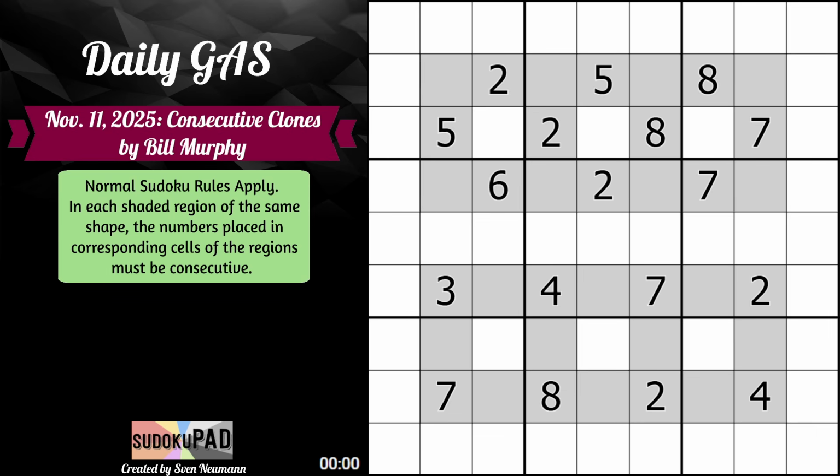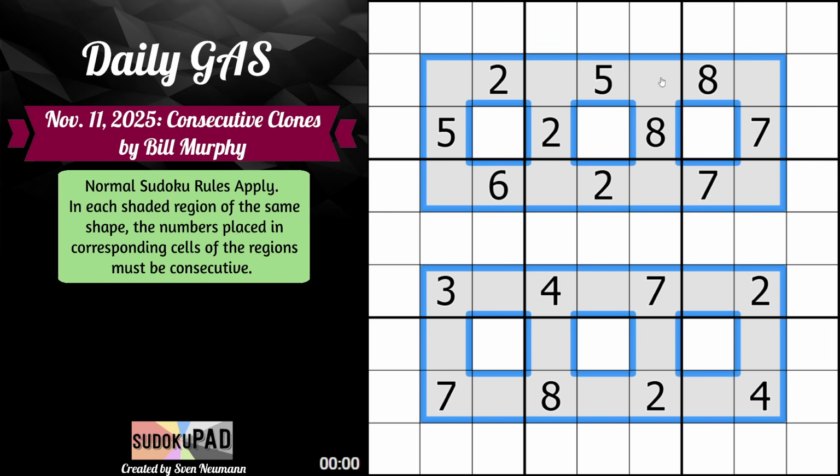Normal Sudoku rules apply. In each shaded region of the same shape, the numbers placed in corresponding cells of the regions must be consecutive. So what does that mean? Well, if we take a look here, we have these two shaded regions. These are our clones.